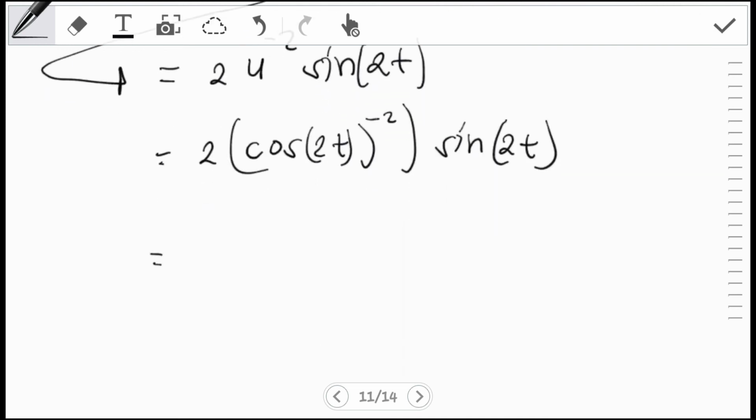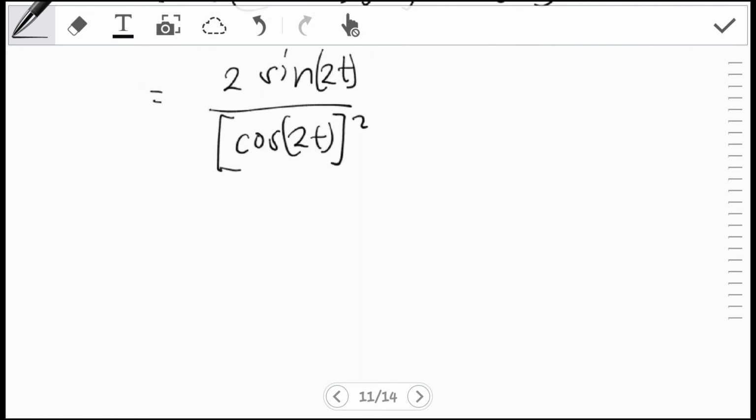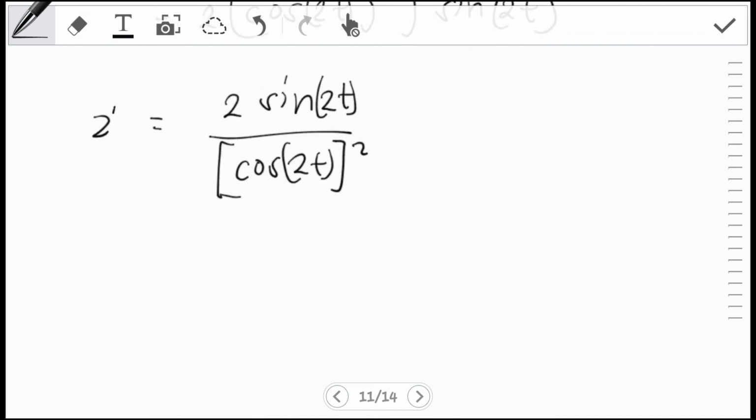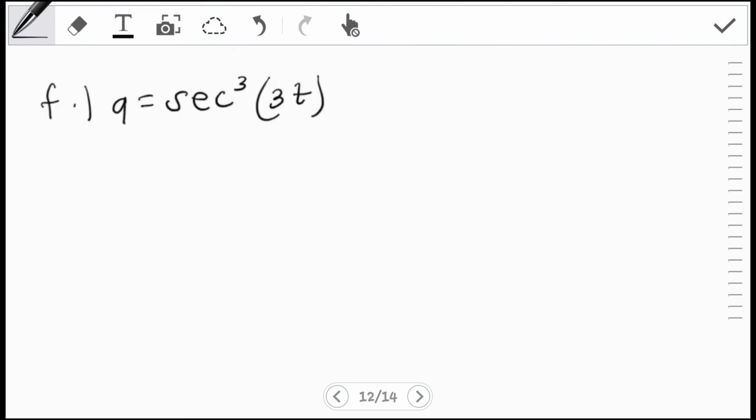Or 2 sine 2t over cosine 2t to the power 2, no? Or the multiplier is 2. So therefore, z prime, that is equivalent of 2 sine 2t over the quantity of cosine 2t squared. Okay? So that is the final answer. Okay, so next problem.